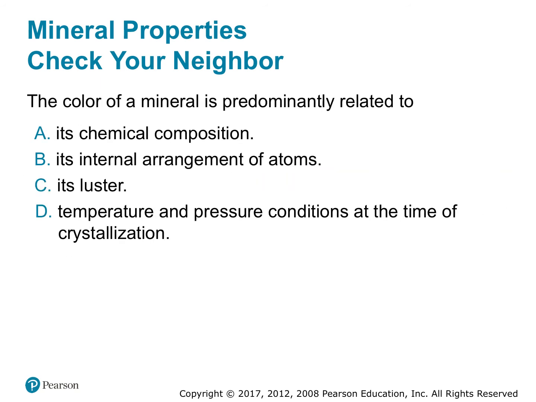Now, what about the color of a mineral? What is that predominantly related to? Is it related to the chemical composition, the internal arrangement of atoms, its luster, or the temperature and pressure conditions at the time of crystallization? It actually is A, the chemical composition. We know that if chemical impurities are introduced into our mineral, that can change its color, but it's the chemical composition that really determines the color of the mineral. So our answer is A, chemical composition.